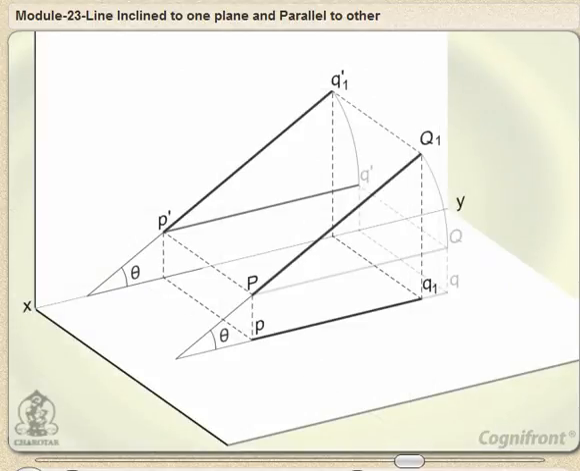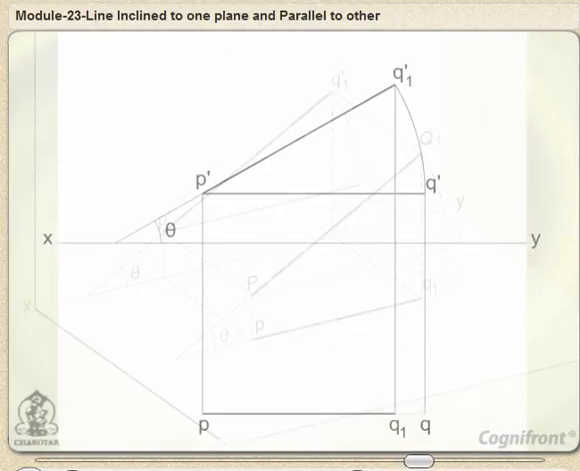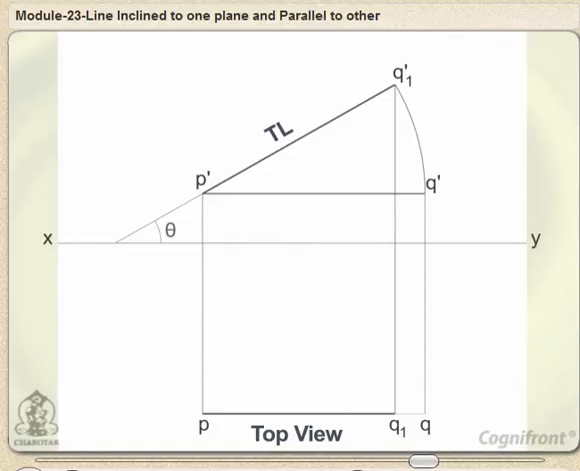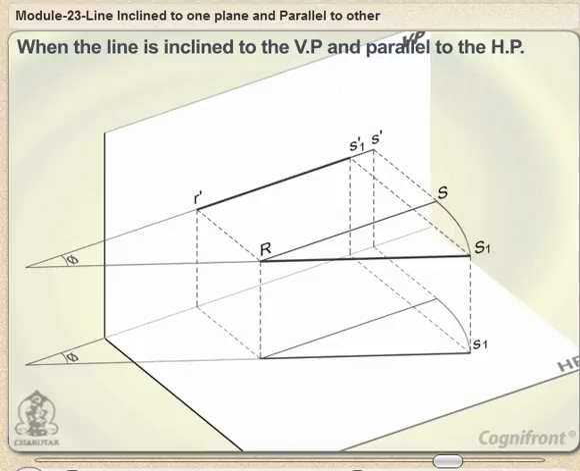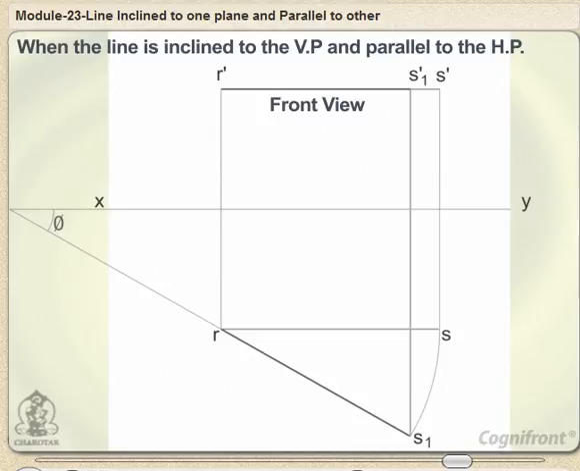Therefore, when the line is inclined to the HP and parallel to the VP, its top view is shorter than its true length, but parallel to XY. Its front view is equal to the true length and is inclined to XY at its true inclination with the HP. And when the line is inclined to the VP and parallel to the HP, its front view is shorter than its true length, but parallel to XY. Its top view is equal to its true length and is inclined to XY at its true inclination with the VP.